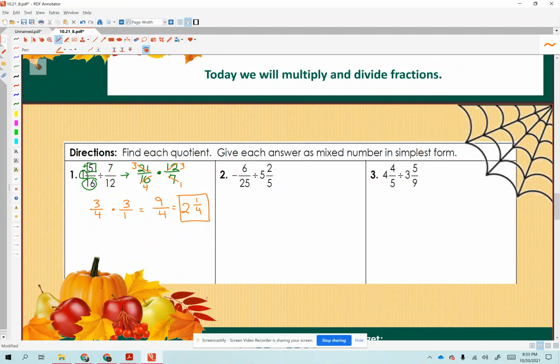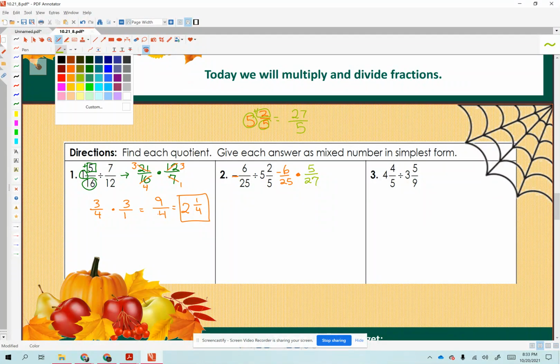So number 2, we have negative 6/25 divided by 5 and 2/5. So before we change the division, let's take a look at this 5 and 2/5. Let's change that to an improper fraction. So we have 5 times 5 is 25, plus 2 is 27/5. So we will invert that to 5 over 27.